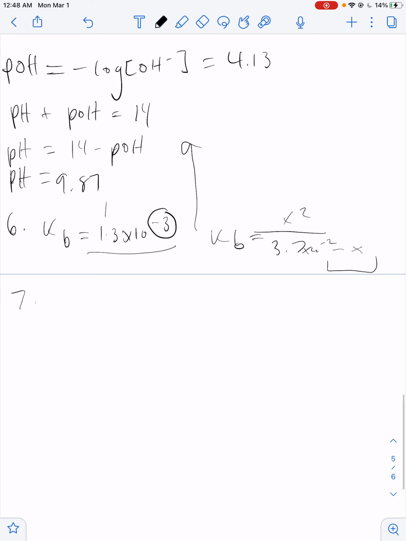Okay, number 7. So we have to calculate the pH. So we have H2NNH3Cl, but the Cl is irrelevant because it just dissociates out. So I just write H2NNH3 plus H2O.